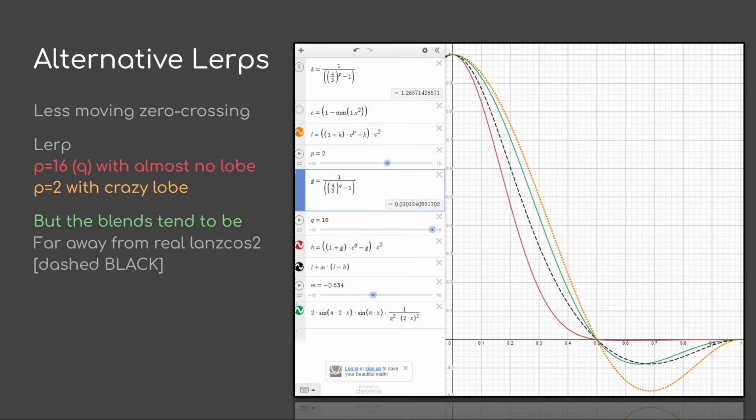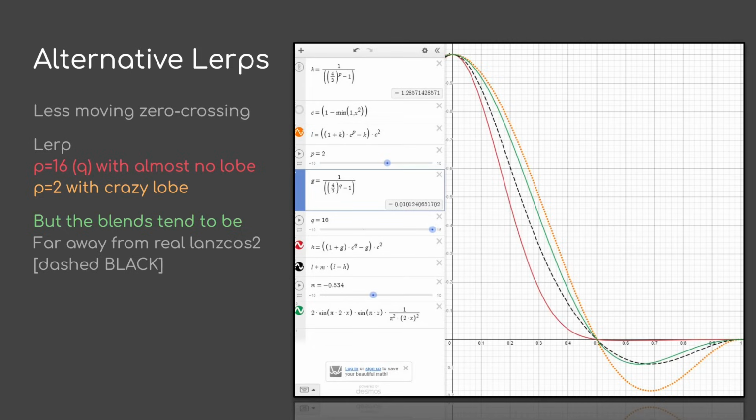So one option is use P equals 16, which is the Q curve in this case. Use that one for the Gaussian one, or the one that's almost like a Gaussian, and use something crazy for the negative lobe, such as P equals 2, for the one that is the maximum that you can do for the sharpening. However, you notice that as you blend between these two kernels, you get something that is far away from the real Lanczos 2.